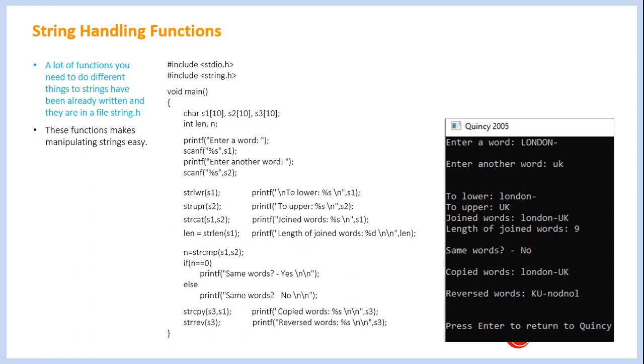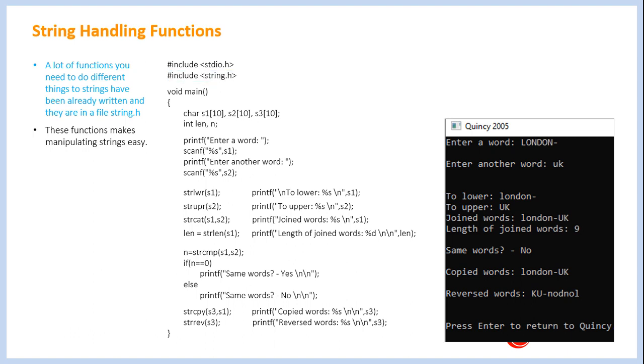To do various things regarding strings, which, as we explained earlier, are groups of characters or words, you don't need to write your own functions. A lot of functions to do different things to strings have already been written, and they are in a file called string.h. Therefore, all you need to do is this, so that you can use functions placed in the file string.h.